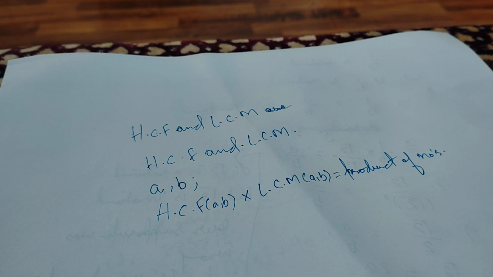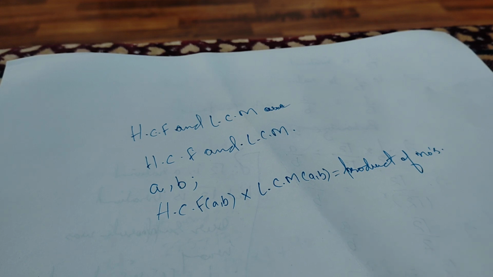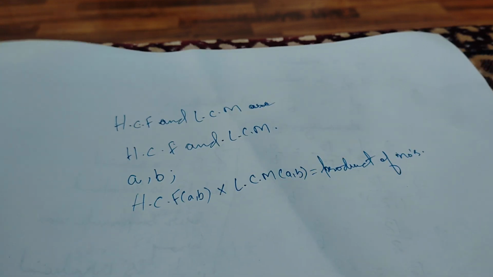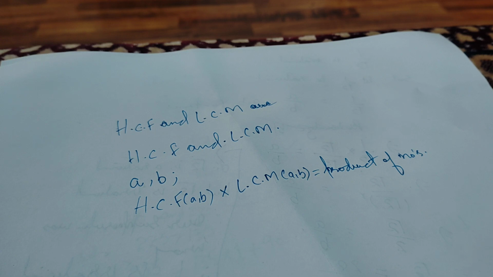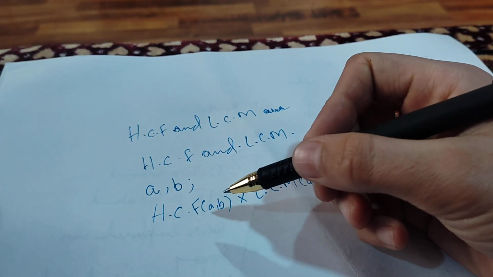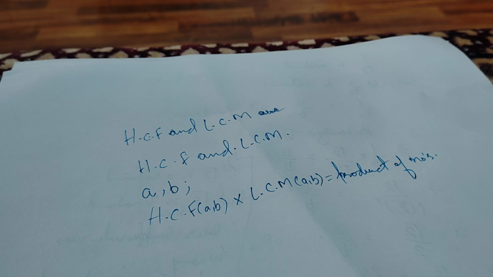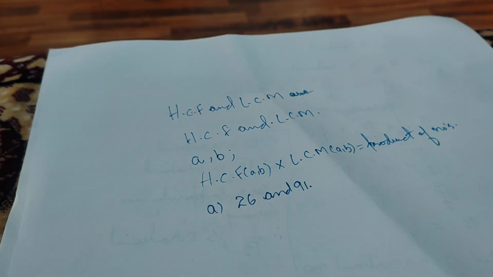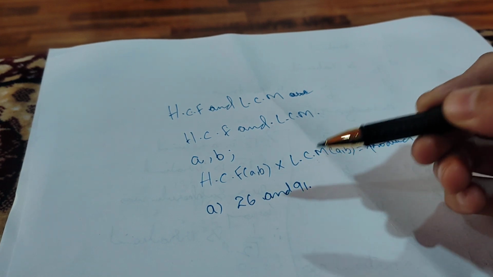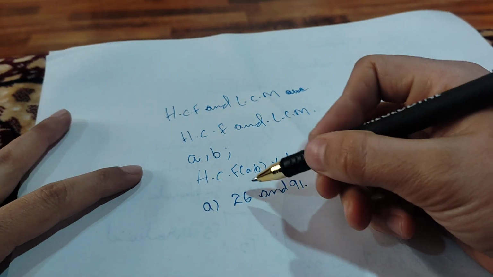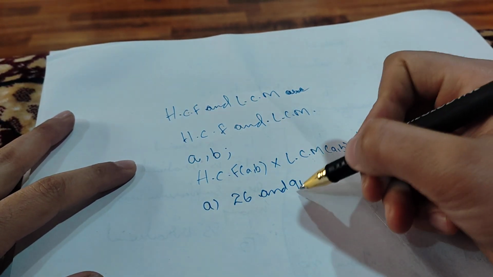Say I have any two numbers. Let's take 26 and 91. Let me write it here. Now if we need to prove this formula for these two numbers, how are we going to do it? First, we are going to find the highest common factor of 26 and 91.